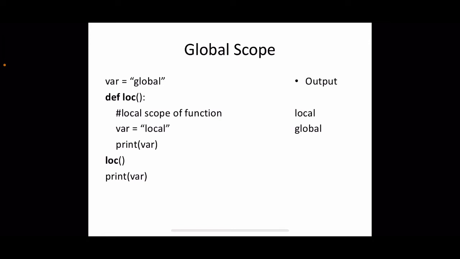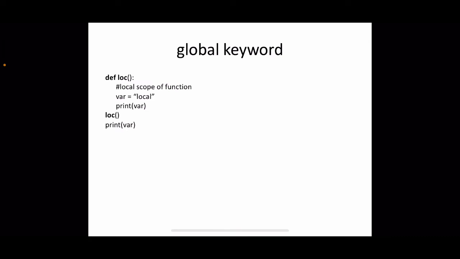Now, if you want to change the value of a global variable within a local function, and that change should be reflected throughout the program, what can be done? For that, we have a global keyword. You can see here we have the loc function. Within that, we are using a variable and assigning a value local, and we are trying to print the value here. Then we are calling this loc.